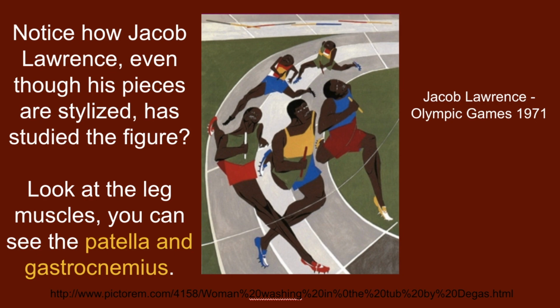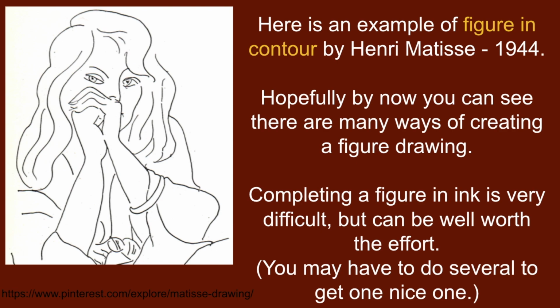You can see the patella and the gastrocnemius. And if you don't understand what those are, once we start studying the figure anatomy, that will become more clear. Again, this is another contour line drawing of a figure by Matisse. It was done in 1944.